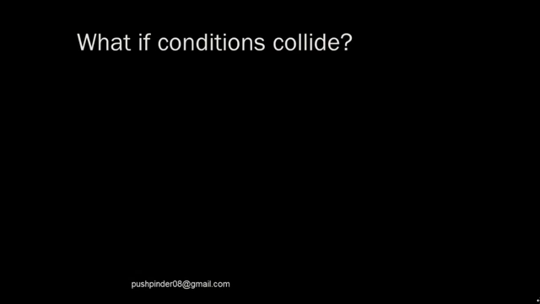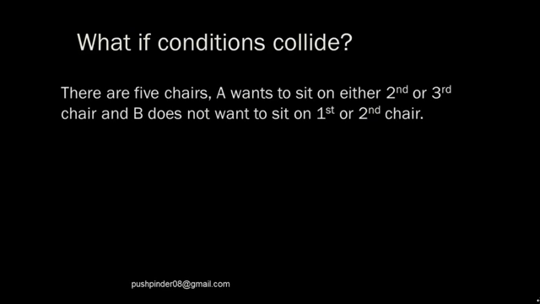Now what if conditions collide? I'm amazed Preeti didn't ask me a question. What if conditions collide? Now if conditions collide, what do you mean by that? Now let me show you. There are 5 chairs. A wants to sit on either second or third chair, and B does not want to sit on first or second chair. So these are the 5 chairs: 1, 2, 3, 4, 5. So if we go by the question, we satisfy this wants to. Girl A wants to sit on first, second or third chair.